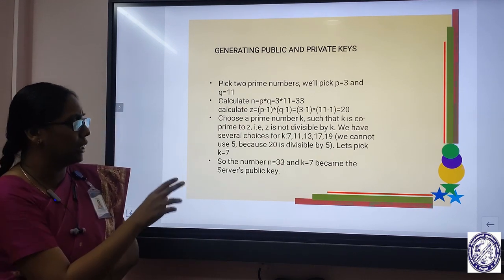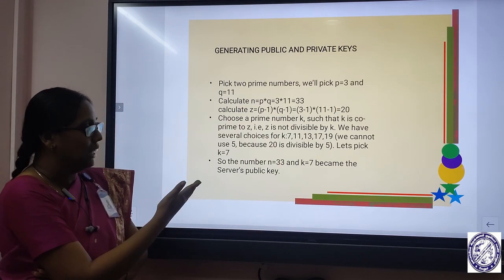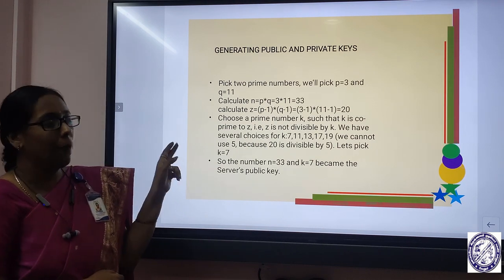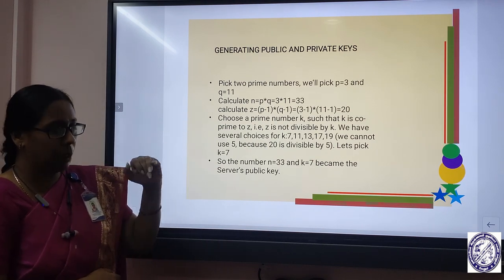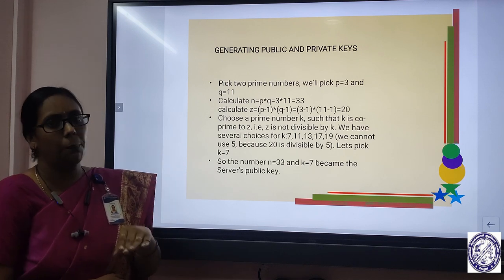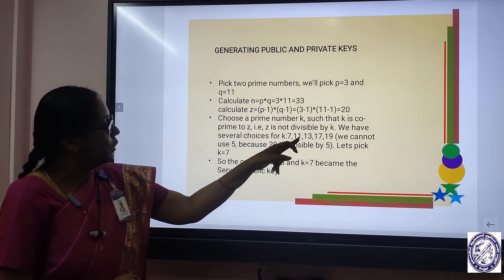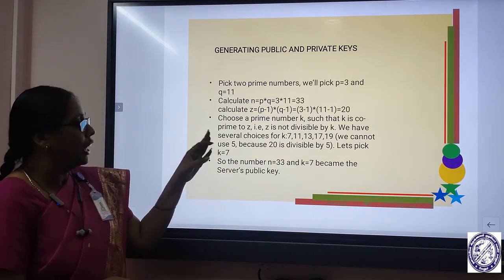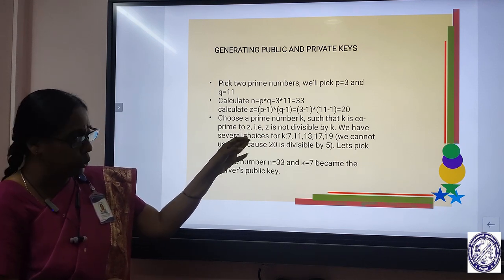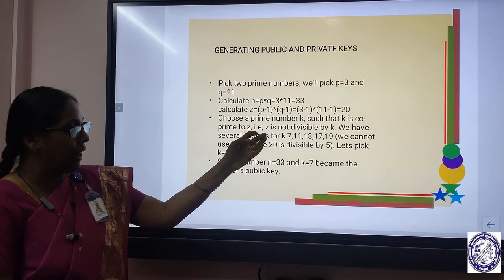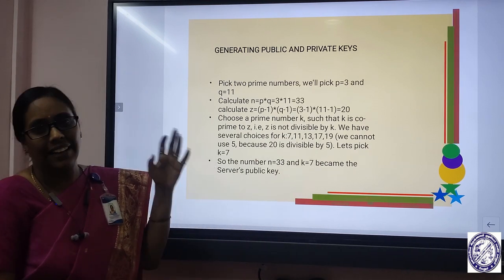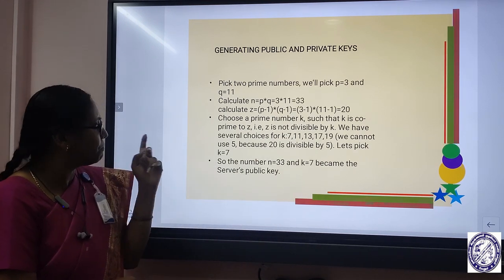Choose the prime number k. Here we choose the prime number k such that k is co-prime with z. Co-prime means z is not divisible by k. Okay. Then we have several choices for k. Until this condition holds, we have several choices: 7, 11, 13, 17, 19, and so on.